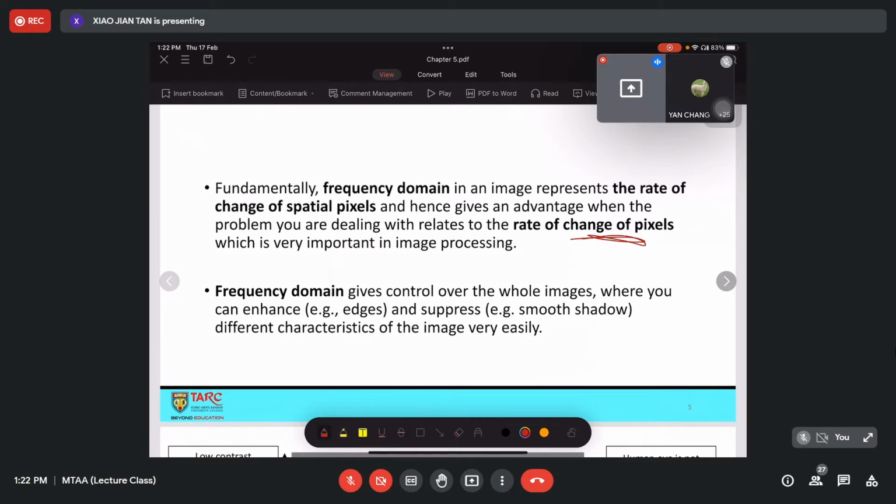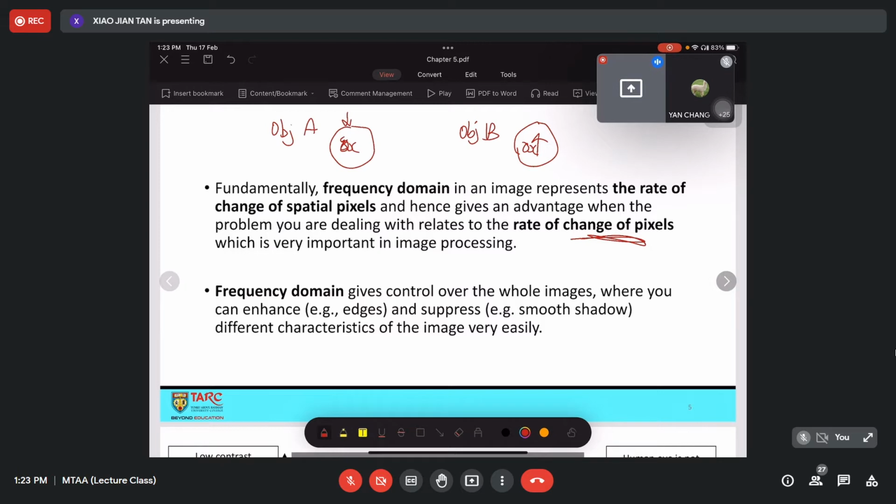Because when we analyze something, we might determine the rate of change. For example, you have maybe object A. So the rate of change is very low. And you have object B. The rate of change is very high. The rate of change, X.